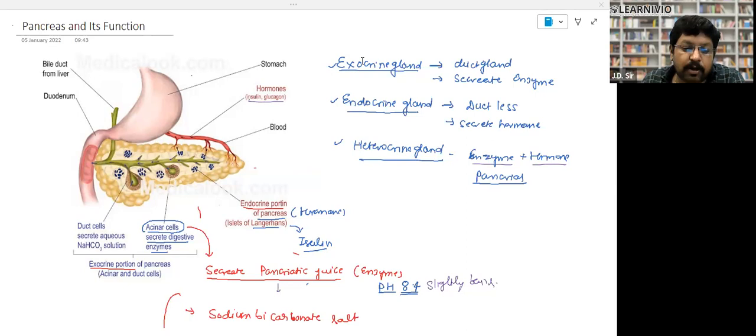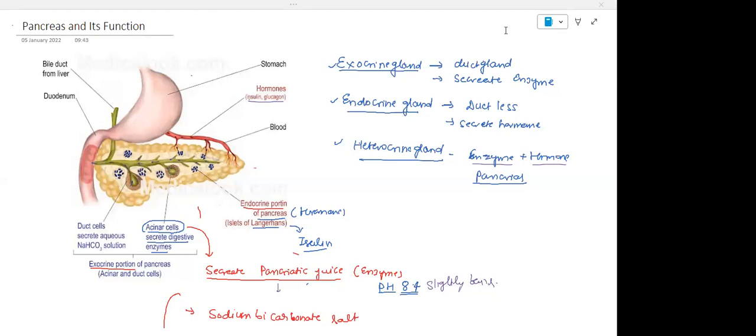So pancreas is a heterocrine gland. That is very important. What are heterocrine glands? Heterocrine glands are those glands which have dual function. They secrete the enzyme, and along with the secretion of the enzyme, they have some other function as well, right? So what is the other function? What kind of other function do they have?